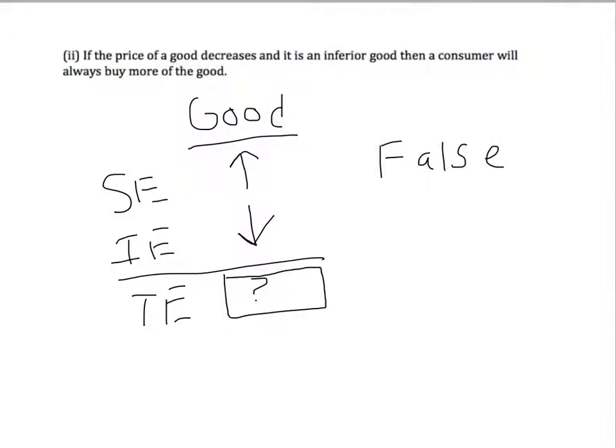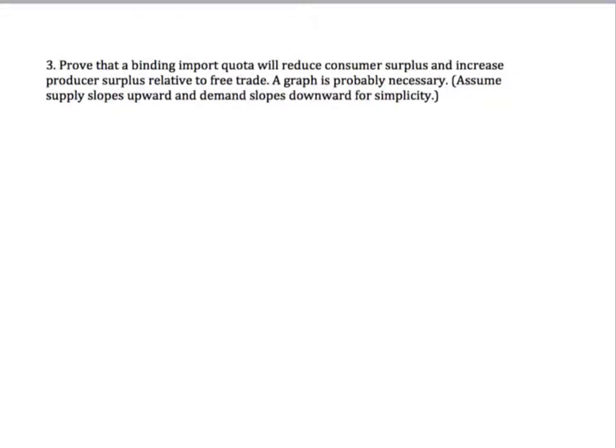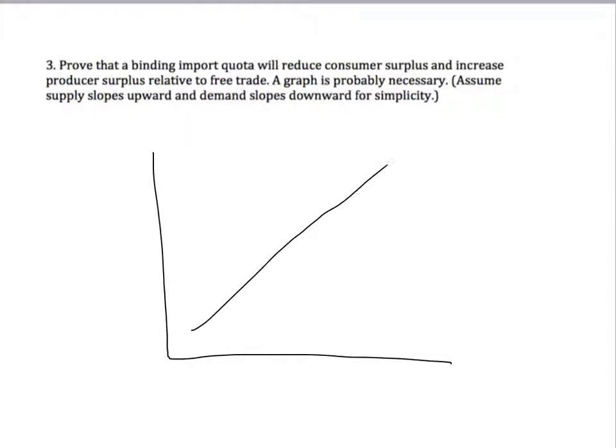Now we just have to write out an explanation of how we arrived at the conclusion in this table for full credit. The final question asks us to prove a statement that a binding import quota will reduce consumer surplus and increase producer surplus relative to free trade. A graph is probably necessary. And then we can assume supply slopes up and demand slopes down. So let's go ahead and draw a graph with increasing supply and downward sloping demand.